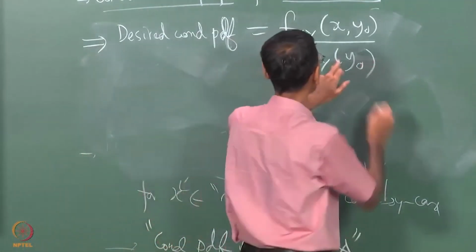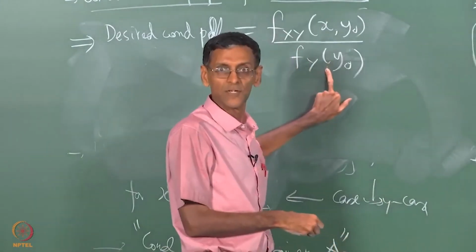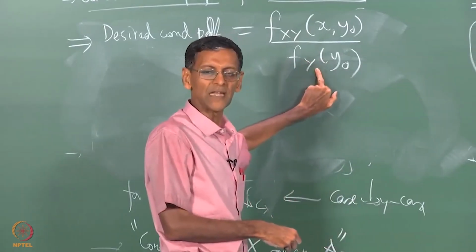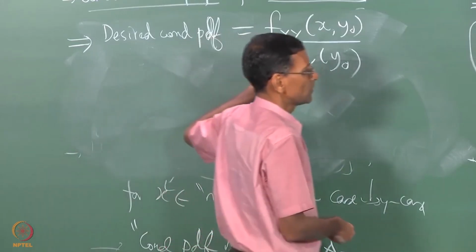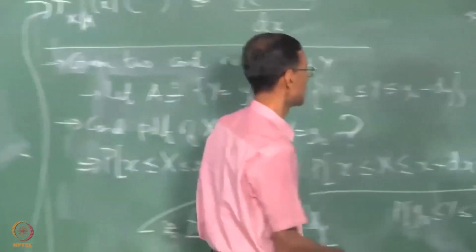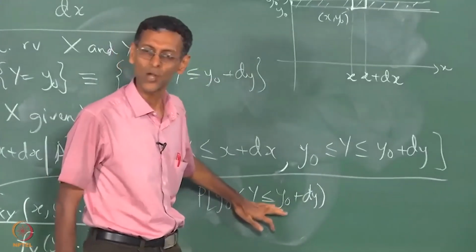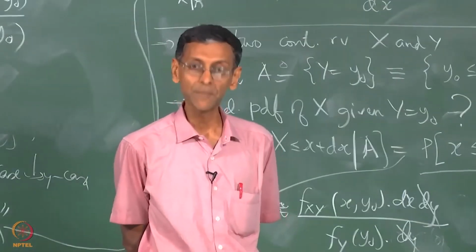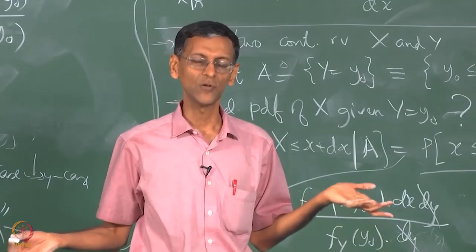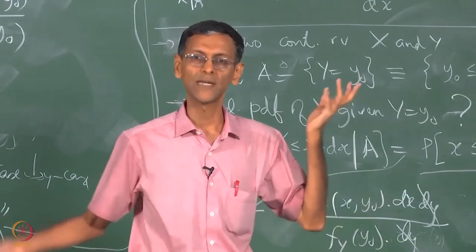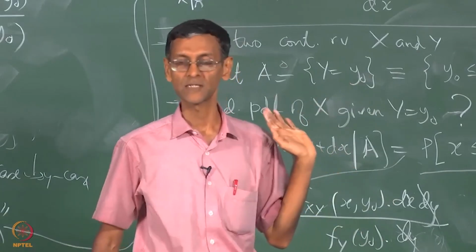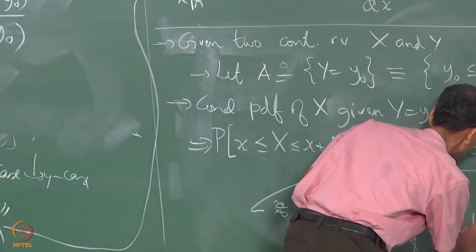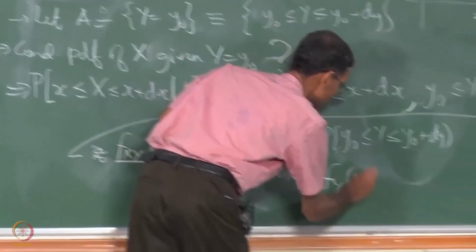Remember, this is just a number. Once you freeze y naught, the denominator is a number. So you want to divide only when this PDF is bigger than 0. This should make physical sense. You cannot condition on y naught if y naught is not in the range of capital Y. It makes no sense, right. It is well and truly impossible. If you have a uniform random number generated between 0 and 1, you can't ask for y equal to 2. It makes no sense absolutely, and such things should never be done. So assume f_Y of y naught is strictly positive.